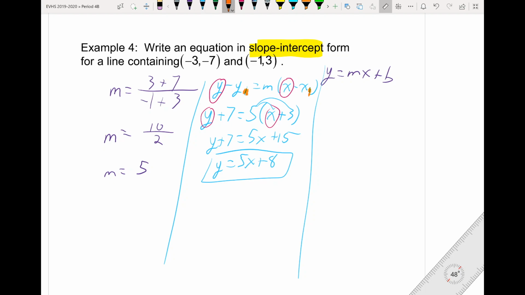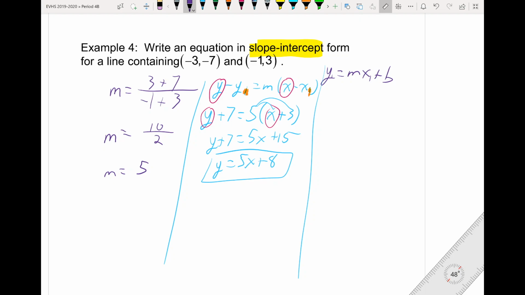Now, I'm going to show you another method. Some people like this better. I don't care either way unless the directions on the problem tell you specifically which method to use. So what you could do is use the y-intercept form and plug in, treating this as a y1 and an x1, and substitute into that one to solve for b.